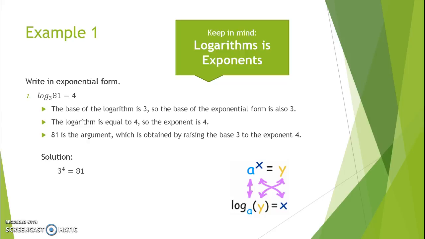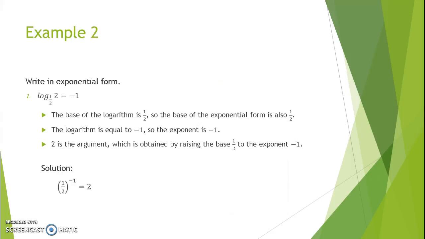Let's do another example where the base is not an integer. So we have here logarithm base 1/2 of 2 equals -1. We're going to follow the same process, just that this time the base is a fraction, and that's why I included this example here, because I wanted to show you that the base does not have to be a positive integer. It could be a fraction, it could be 1/2, it could be 3/2, and so on, right?